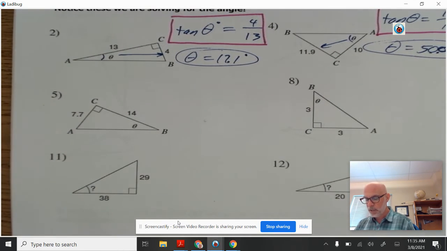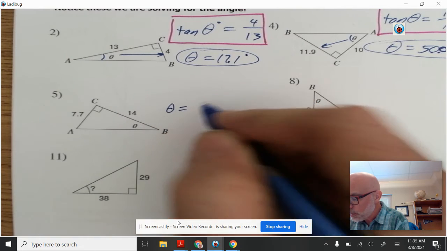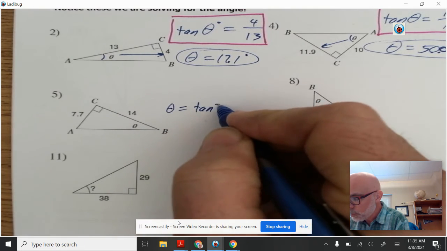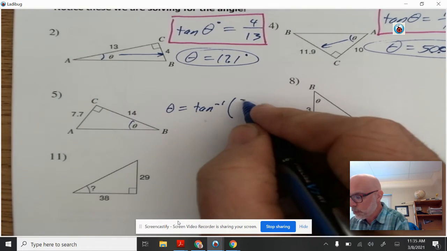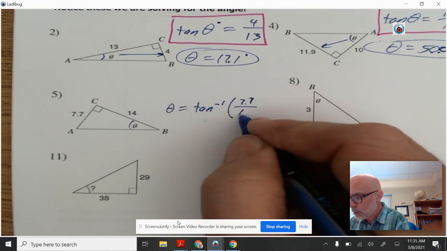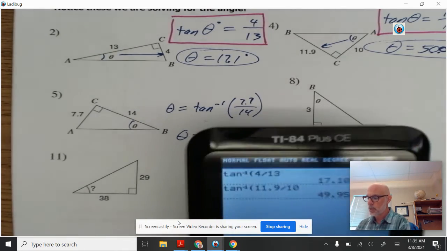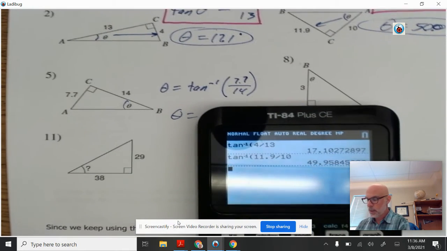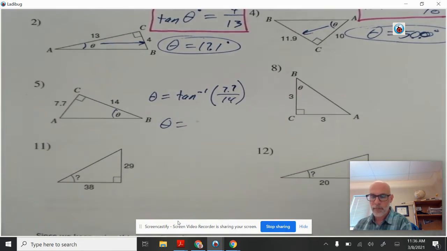Another way to show your work is you could just show me exactly what you're going to put in your calculator. So some people will do this for their work. 7.7 over 14. If you just want to show me that, just show me what you're doing in your calculator. Inverse tangent, 7.7 divided by 14, 28.8.